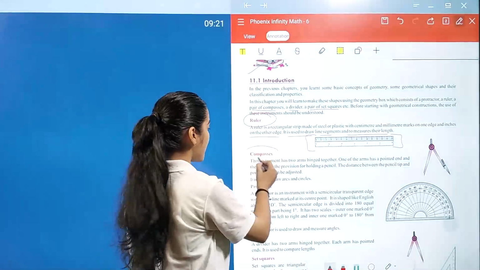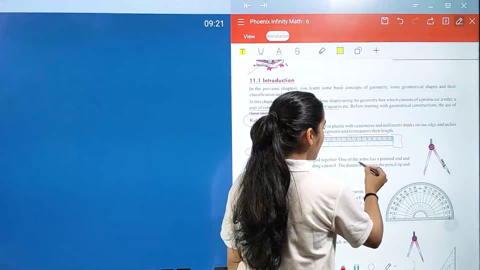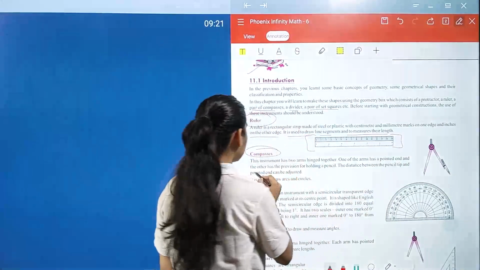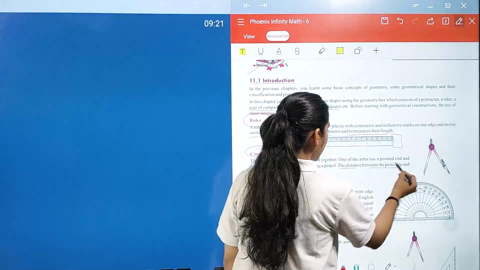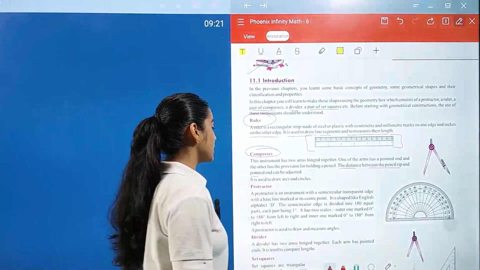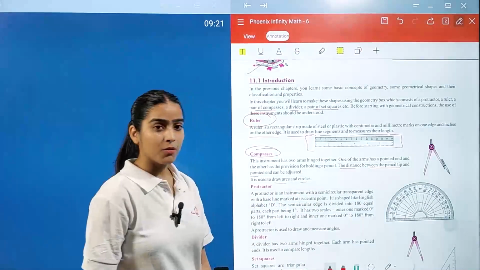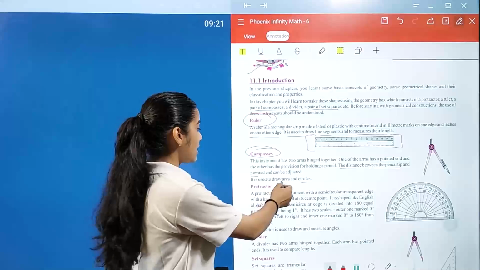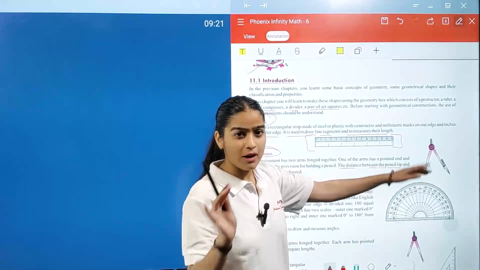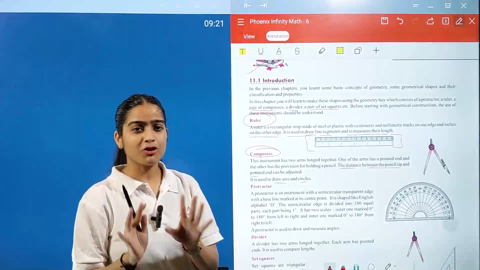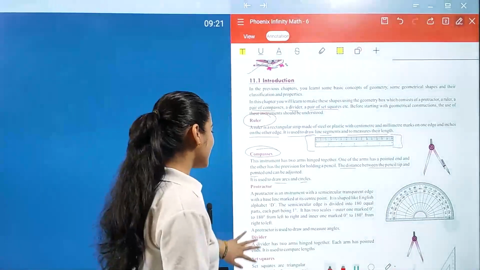Next we have our compasses. This instrument has two arms hinged together. One of the arms has a pointed end and the other has the provision of holding a pencil. The distance between the pencil tip and the pointed end can be adjusted. It is used to draw arcs and circles. I hope you have a geometrical box in which we have these equipments together.